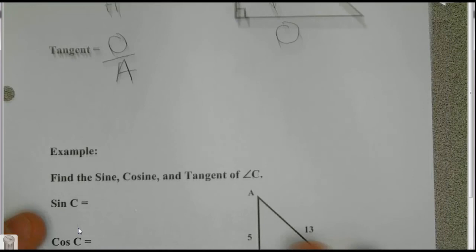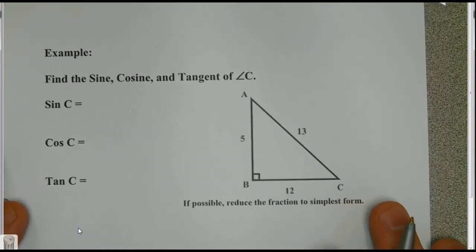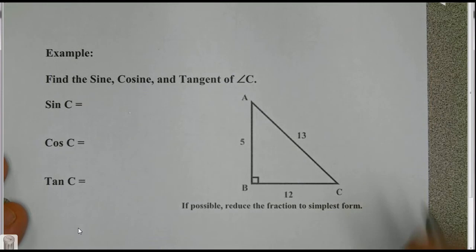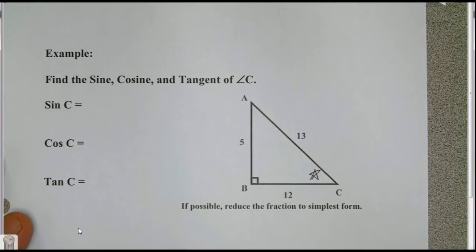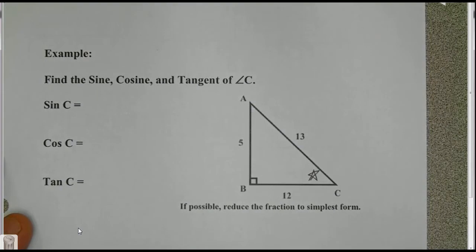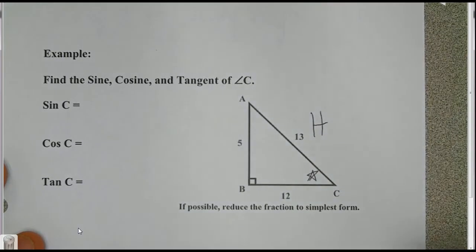So let's take a look at our practice problem here and talk about how we find the sine, cosine, and tangent of angle C. Here's angle C. The first thing I'm going to want you to do is identify the hypotenuse, adjacent, and opposite. The hypotenuse is here. The adjacent is here. And the opposite is here.